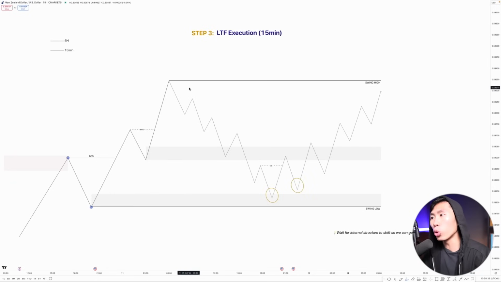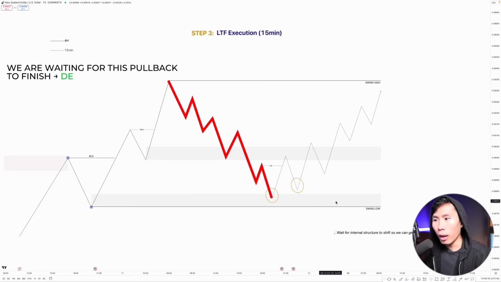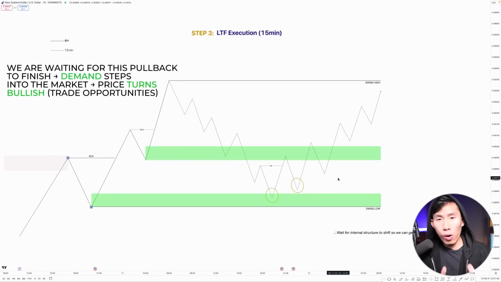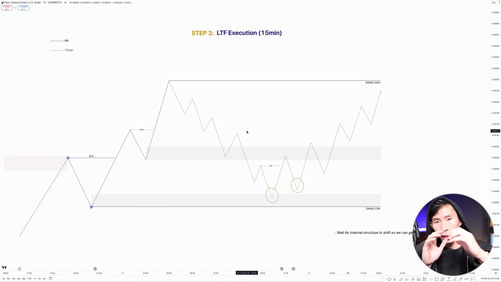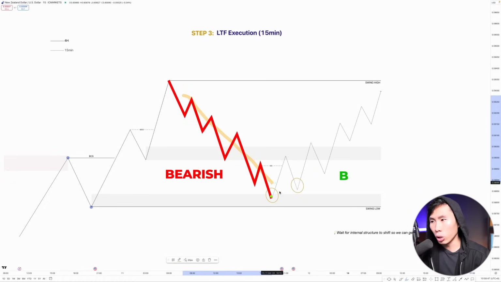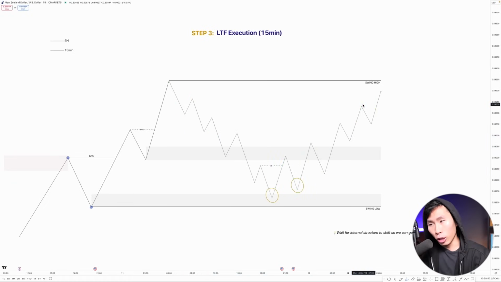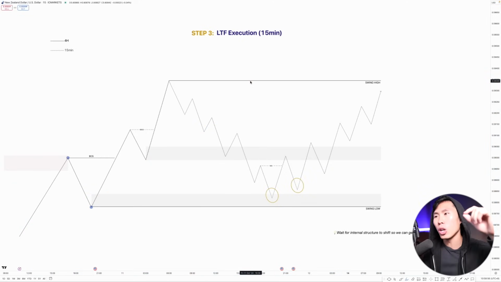And like I said, we want to wait for this pullback to be over, demand step into the market, overwhelm the sellers, the supply that we have right here. That is when we know that right now the internal structure, the lower time frame structure, has shifted from bearish to bullish, and the lower time frame trend is aligned with our higher time frame trend, and this is when we are able to capitalize on those high probability trade setups.